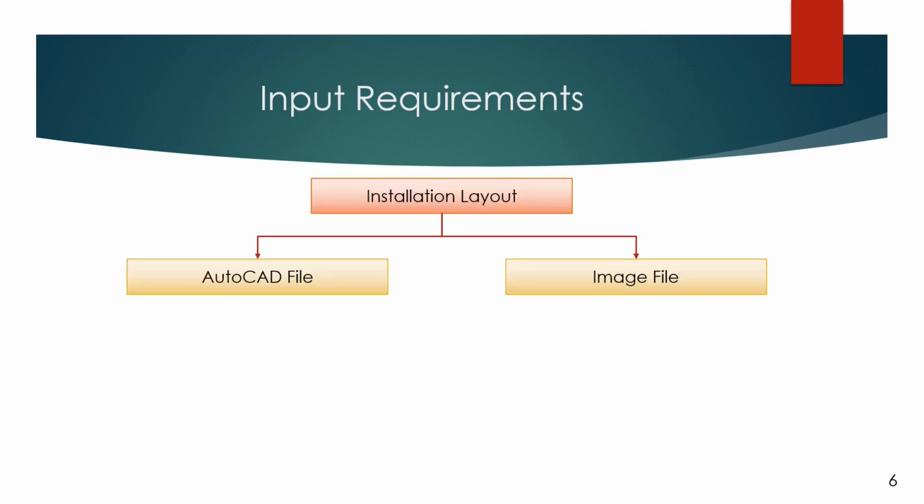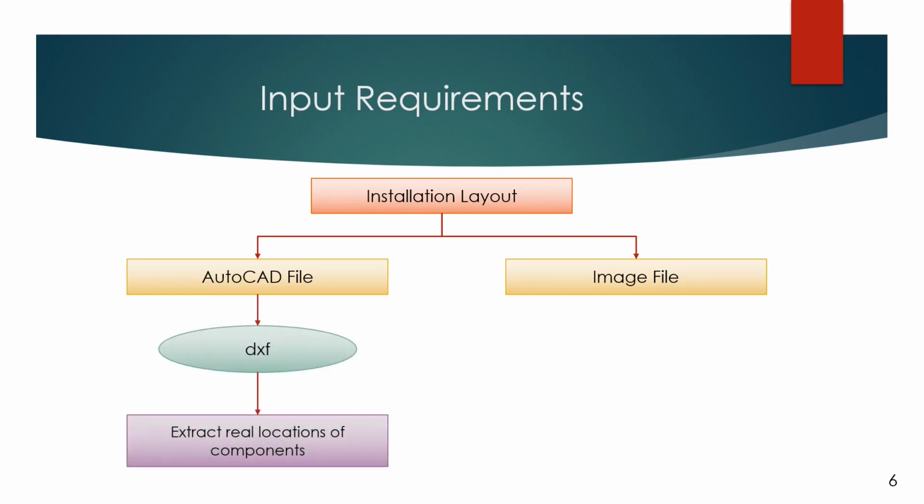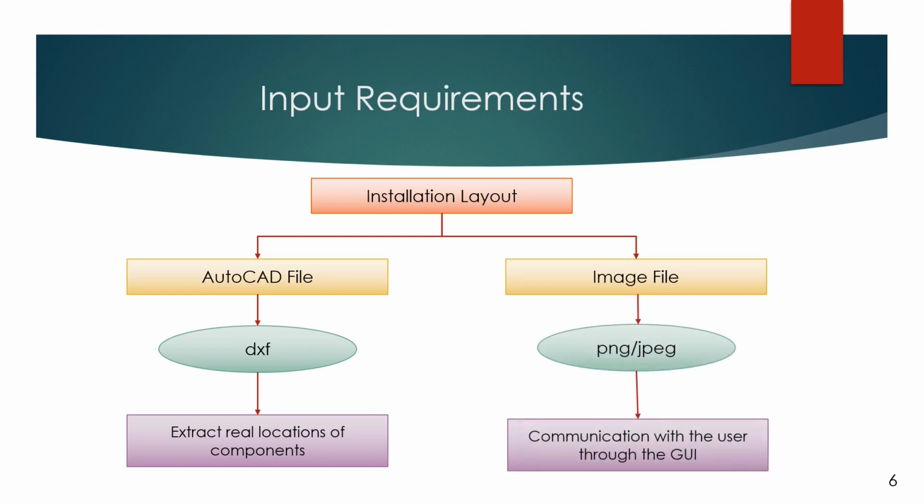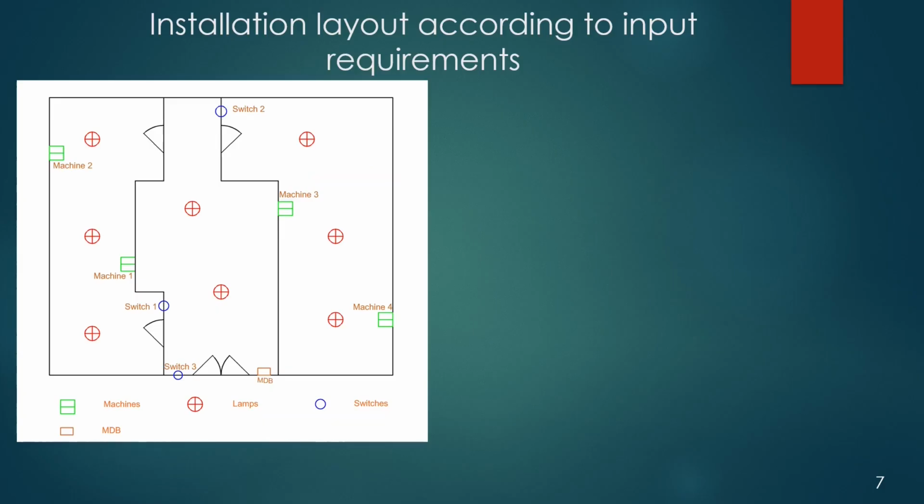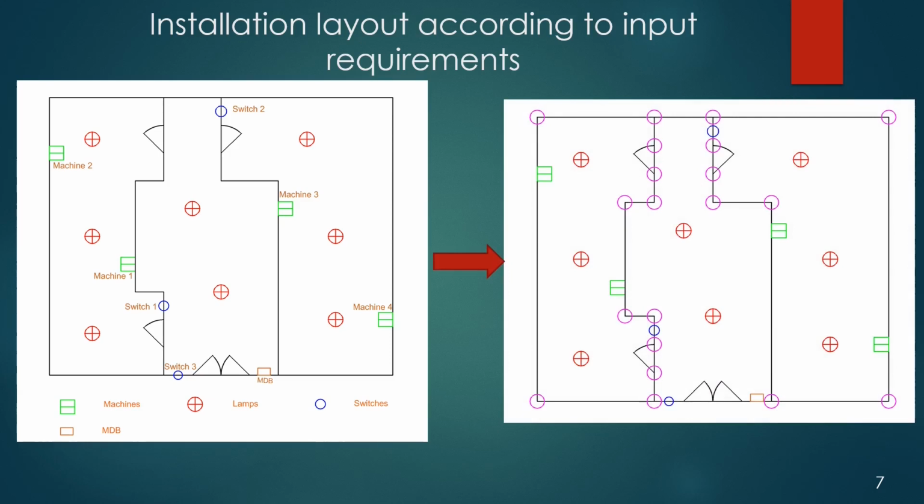In the system, we get the installation layout as an AutoCAD file and an image file. The AutoCAD file should be in the DXF format and is used to extract real locations of the data. The image can be in any format such as PNG or JPEG and is used to communicate with the user through the GUI. For this demonstration, we will be using a simple layout. To insert it to the system, it is changed in accordance to the input requirements mentioned before.